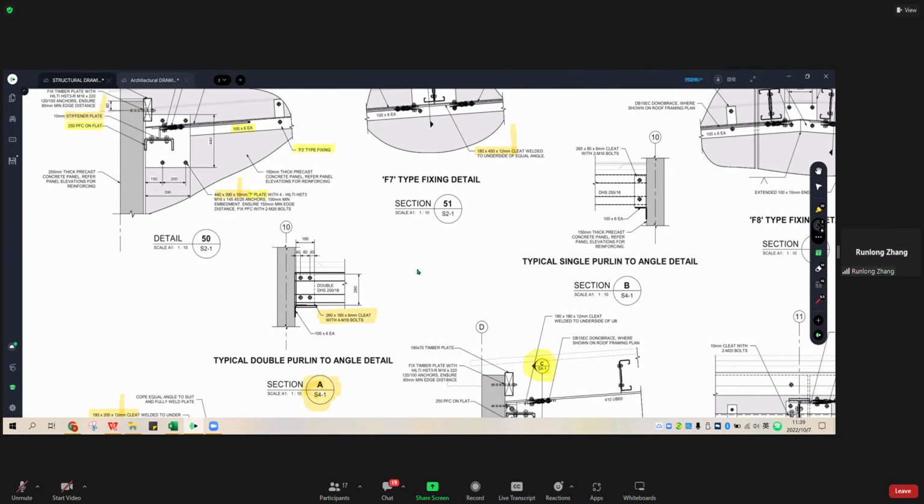Sorry, this is the length. I don't see your arrow. You don't see my arrow? Should I stop sharing? Can I draw? Is it like this? Yes, that's correct. So this is 260, and this is 160.